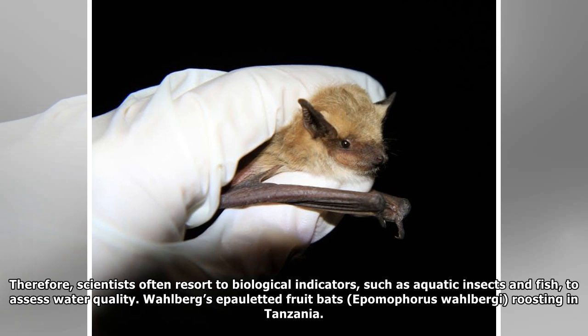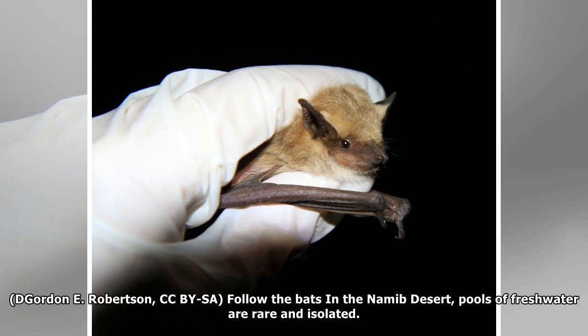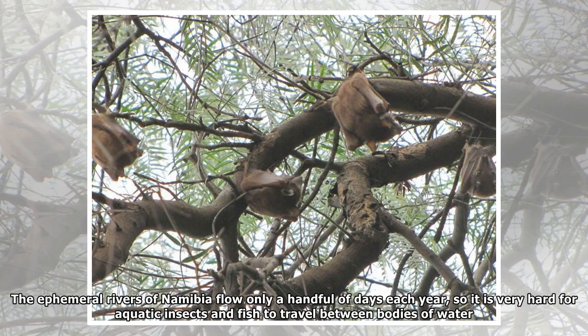Wahlberg's epauletted fruit bats, Epomophorus wahlbergi, roosting in Tanzania. Gordon E. Robertson, CC BY-SA. Follow the bats in the Namib Desert. Pools of freshwater are rare and isolated. The ephemeral rivers of Namibia flow only a handful of days each year, so it is very hard for aquatic insects and fish to travel between bodies of water.